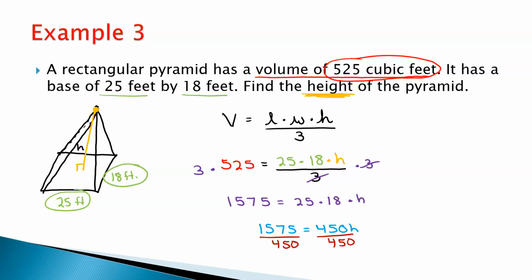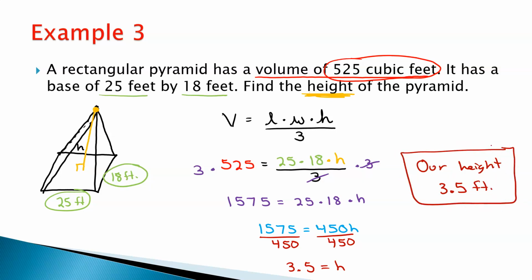So what is 1,575 divided by 450? That gives me 3.5 is equal to h. And that again is going to be our height. Our height measures 3.5 what? Feet. And it's not feet to the third power. It's not volume. It's the actual height. So this height right there measured 3.5 feet.